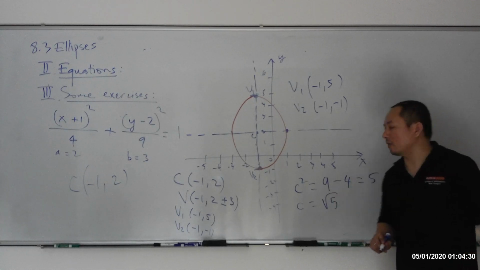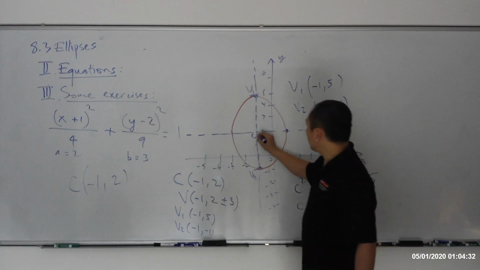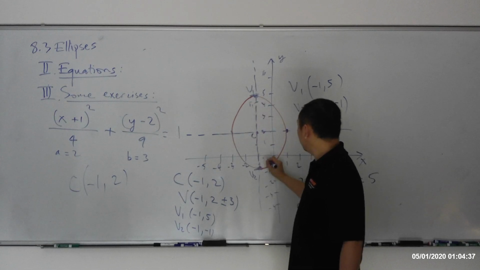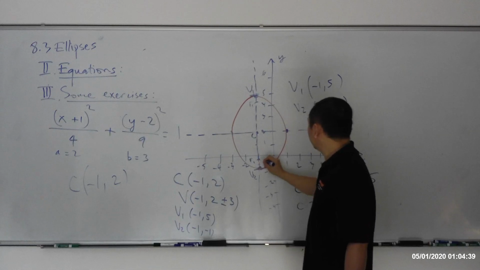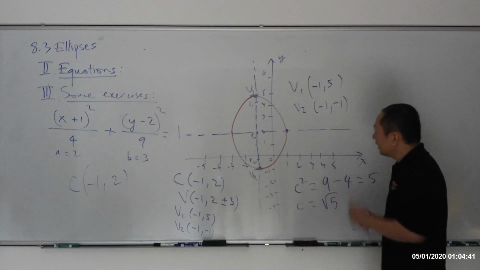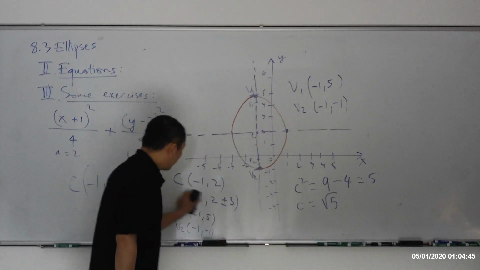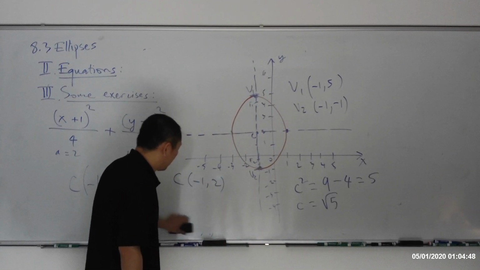And I think square root of 5 is 2 point something. So from the center right here, go up 2 point something. This is F1. Go down 2 point something, I got F2. Okay, so how do I figure out the 2 points? Do the same from here. I got center at -1, 2.